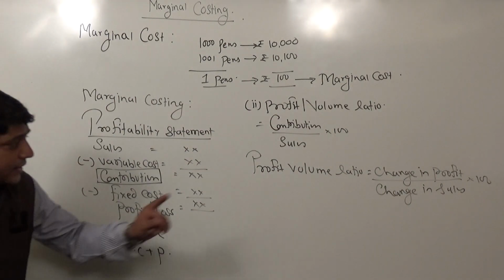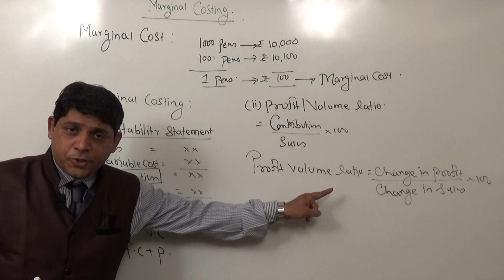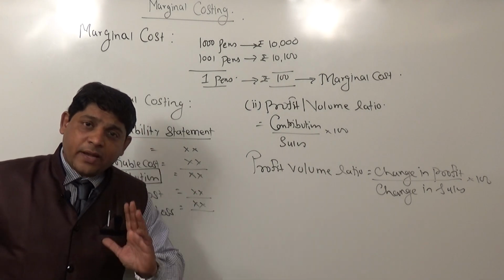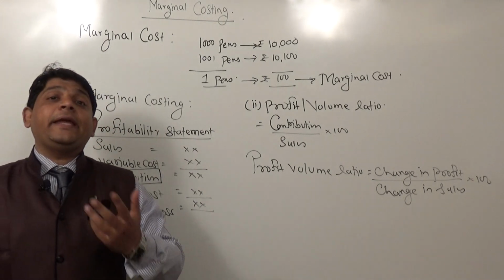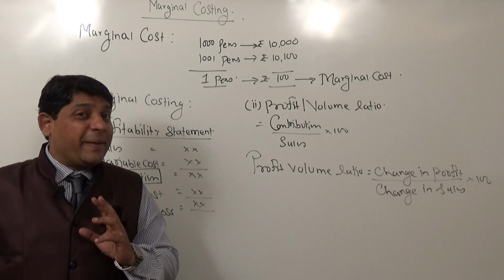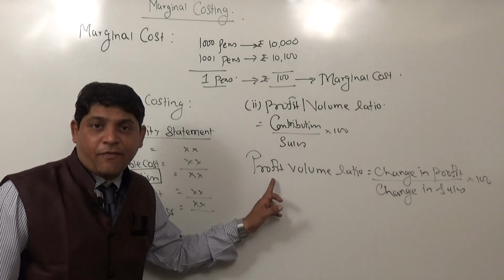But for using this second formula of profit volume ratio, in the problem specifically we should be given any two particular years or any two particular periods. If you have been given two particular years and two particular periods, then only we can use our second formula.